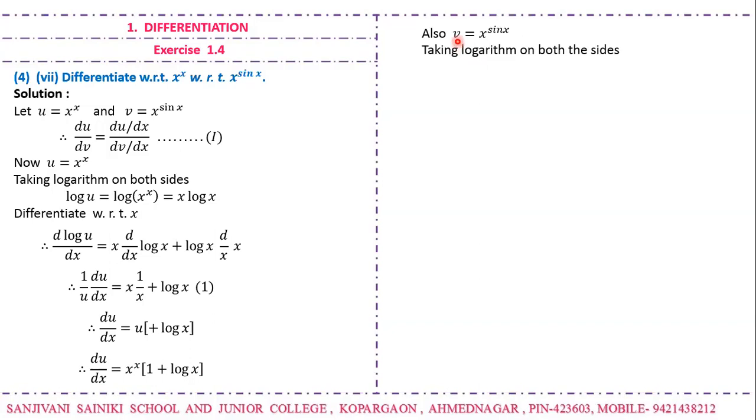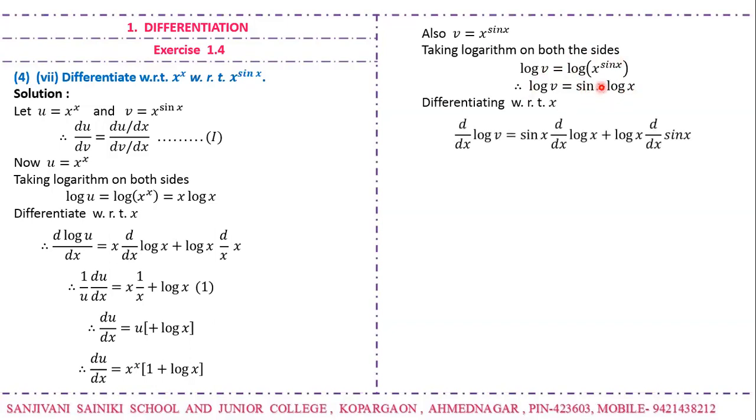Now take the second function v, x raised to sine x. Now taking logarithm on both the sides, log of v is equal to log of x raised to sine x. Now using the index property, this sine x will come to this side in front, sine x into log of x. Now we will differentiate with respect to x. Here we have to use the product rule. First function as it is, derivative of the second function, plus second function as it is, derivative of the first function. Now derivative of log of v is 1 upon v dv by dx, and derivative of log x is 1 upon x, derivative of sin x is cos.